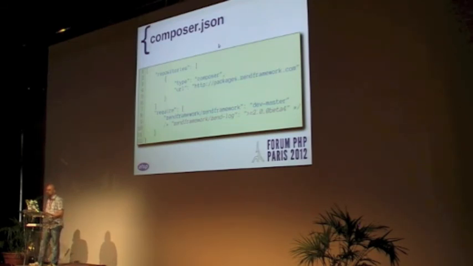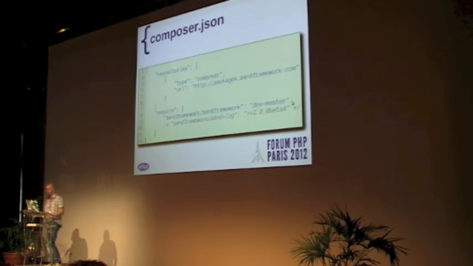Basically, we have to specify where the repository is, the type of the repository. The official website for the packages of Zend Framework is packages.zendframework.com. And you can also specify the require, that means which version you want to use. In this case, we are using the dev master branch, but you can also say, my application needs, for instance, Zend Framework 2 starting from beta 4. So you can easily do that using Composer.